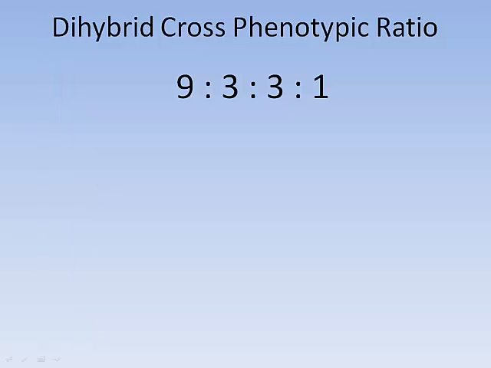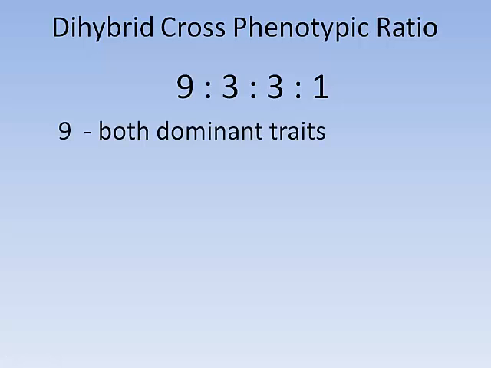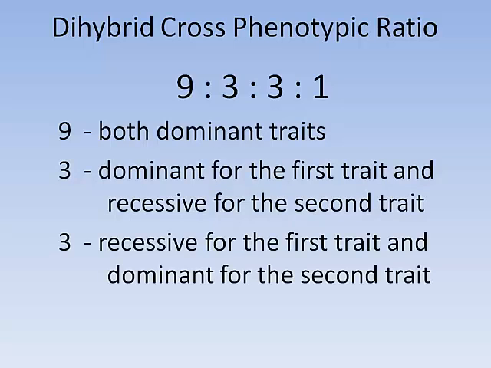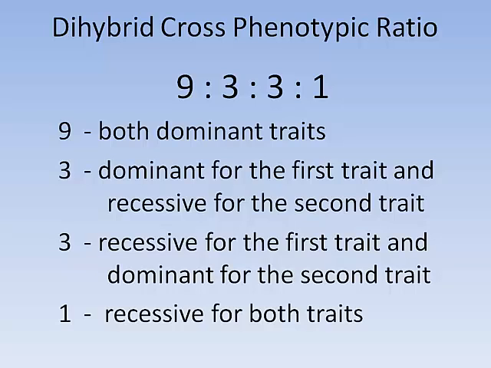Whenever you do a dihybrid cross, you always end up with this ratio of phenotypes. You get 9 that are dominant for both traits, 3 that are dominant for the first trait and recessive for the second trait, 3 that are recessive for the first trait and dominant for the second trait, and 1 that's recessive for both traits.